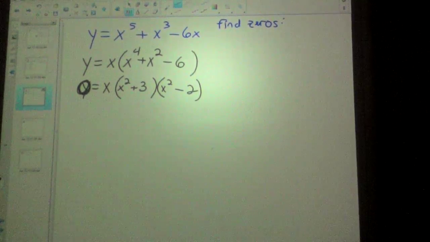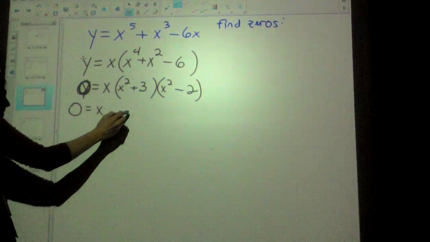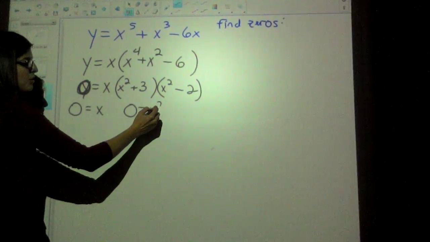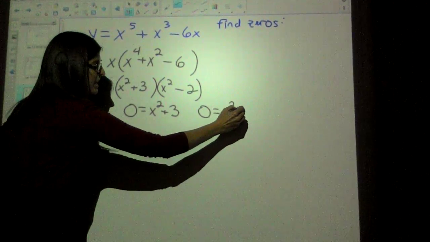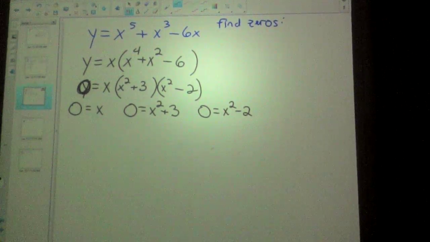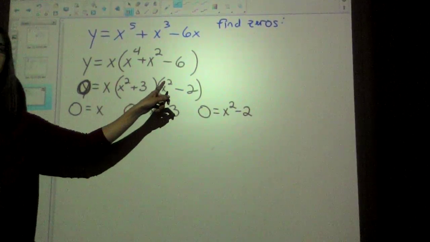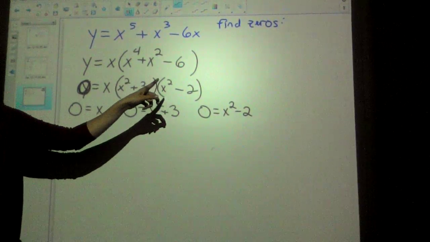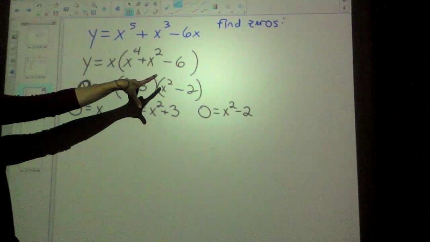Now that you have it factored, set each of those factors equal to 0. So 0 equals x. 0 equals x squared plus 3. 0 equals x squared minus 2. I think there's some questions happening about why is it x squared here in the front. What's your answer to that question? Why is it x squared right here and right here?